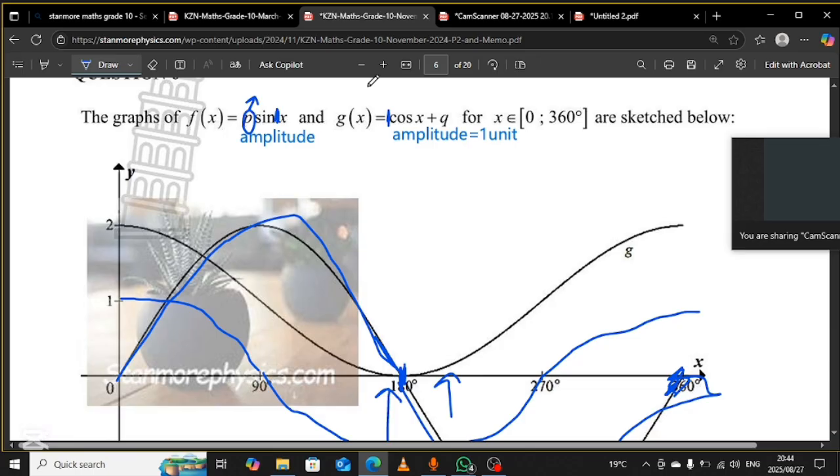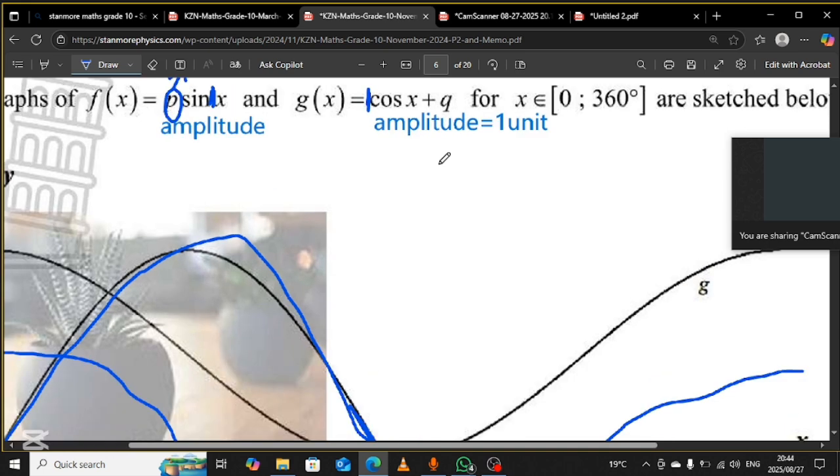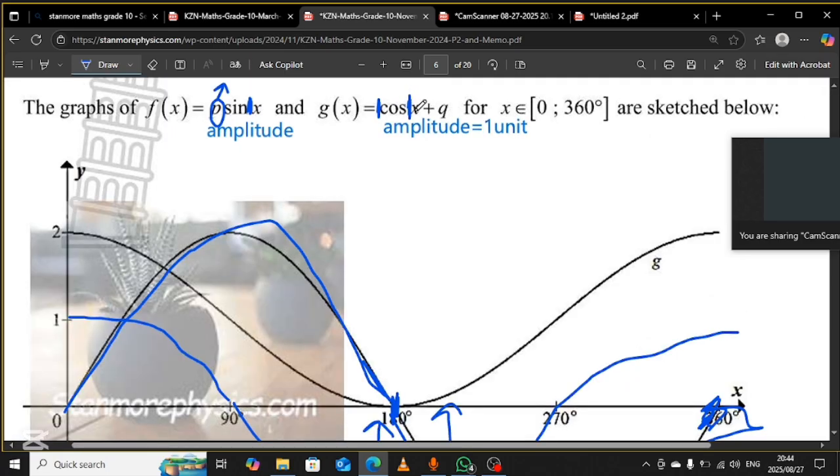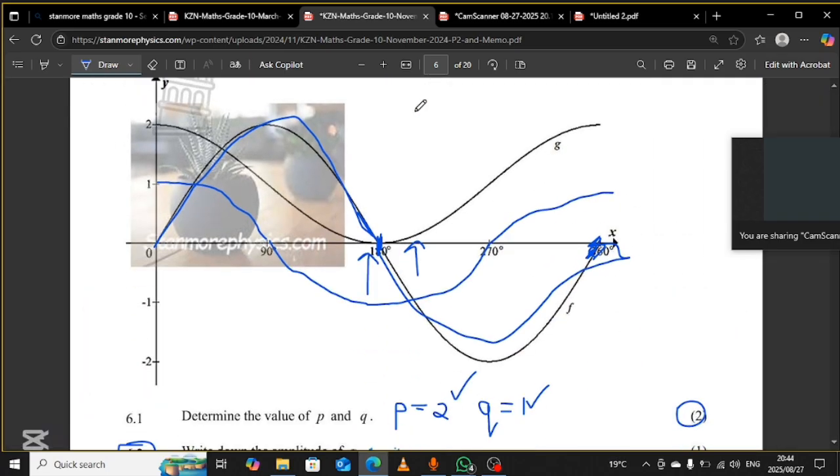So B is equal to 1, which is true. Here, next to x, we can see that there is a 1 that is missing. That is actually there. So you're actually correct.